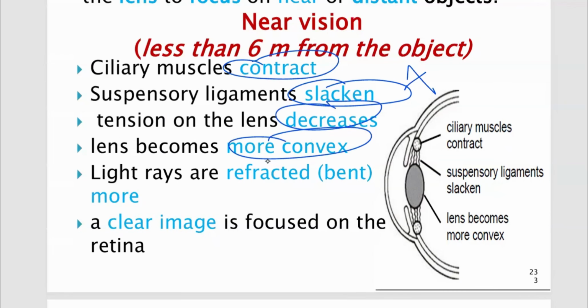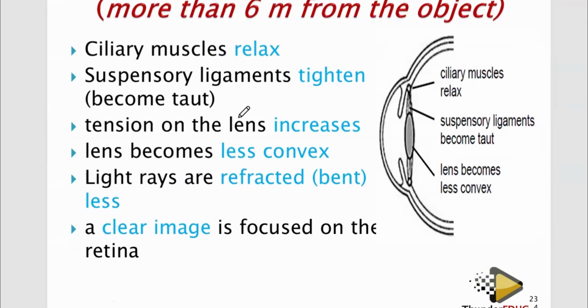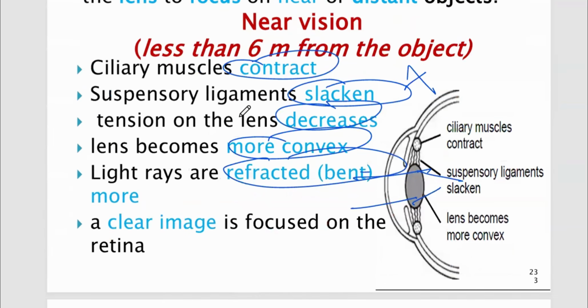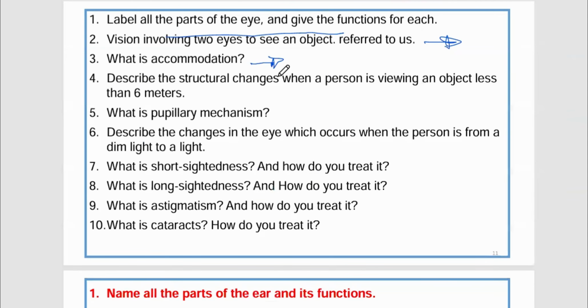Now the light rays are refracted more, they are bent more, because they come as a big beam. A clear image is focused onto the retina. And if you go for the distant object, it's just the opposite of what you have just said on the nearby object. So you have to know that they work in opposite ways.